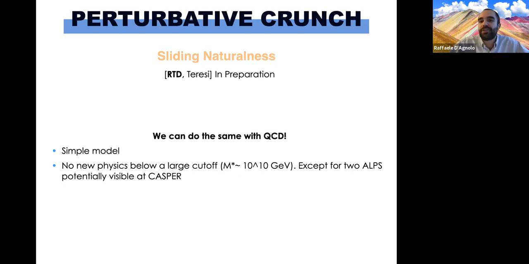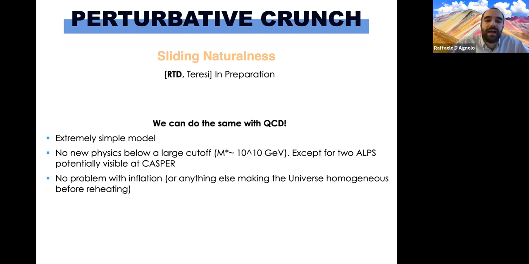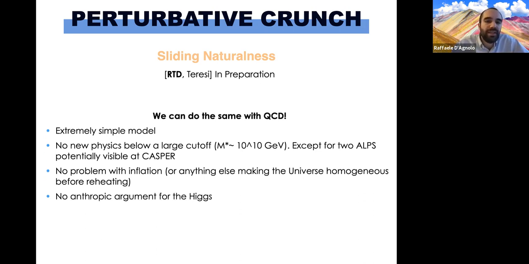Except for these two axion-like scalars, there is no new physics below the cutoff that can be quite large, all the way to one intermediate scale. And in principle, you can envision seeing these two scalars with CASPEr. Another quality is that, unlike the relaxion or other ideas in this ballpark, we're not doing anything to inflation. So all this story happens after reheating. And so it's even compatible with things that are different from inflation. And finally, we don't really need to use anthropic arguments for the Higgs.